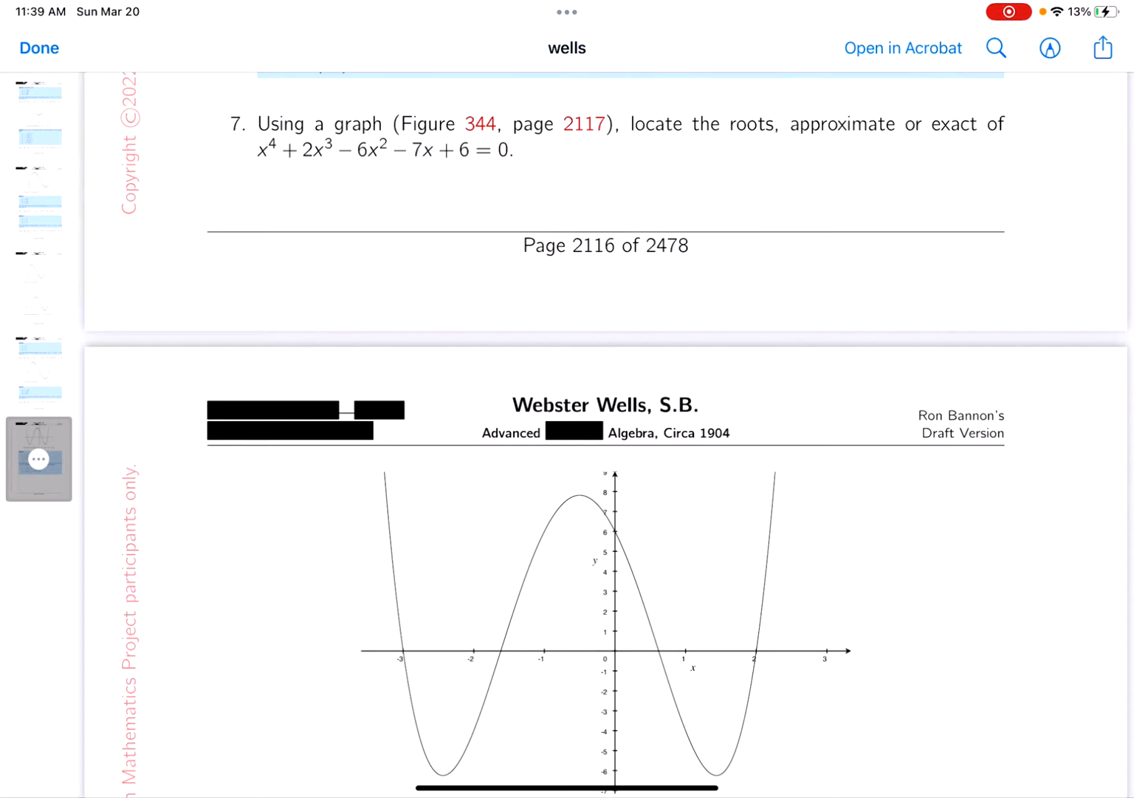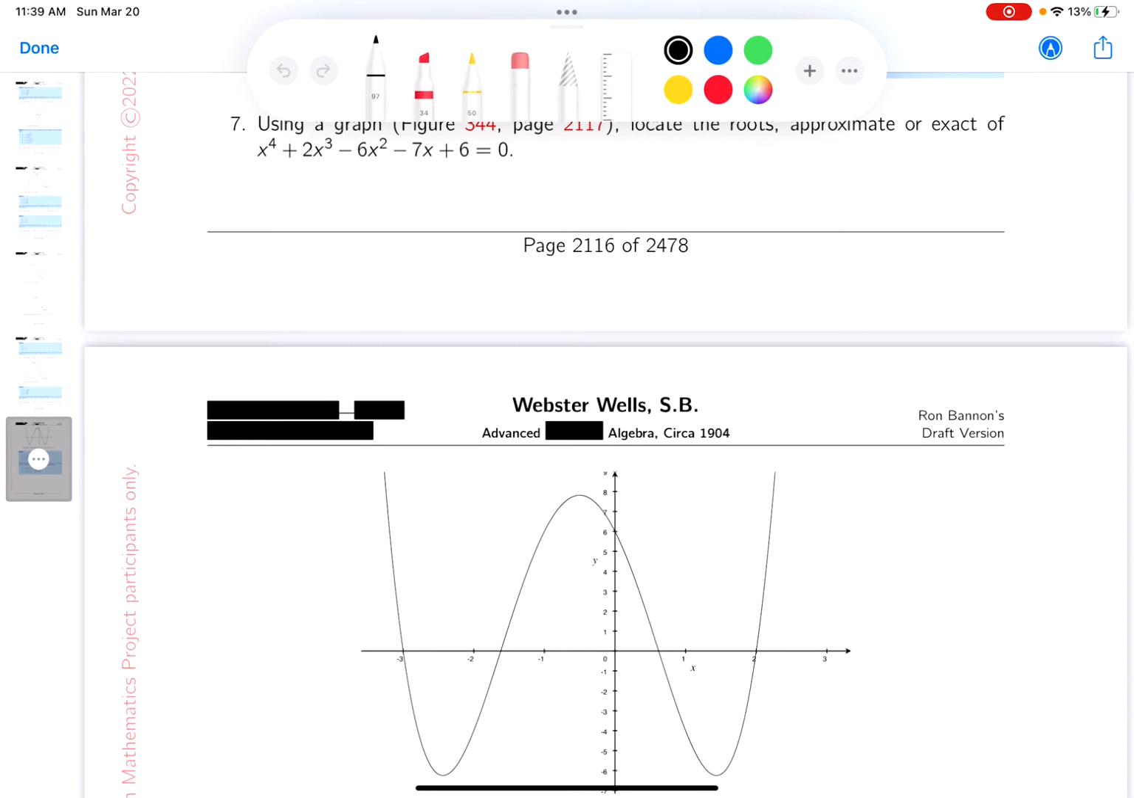Okay, for number 7, looking at it, I hope you realize that for the roots, you're given a graph, by the way. I want to point out a root here, a root here, a root here, a root there. Certainly I think -3 and 2 look like roots to me.